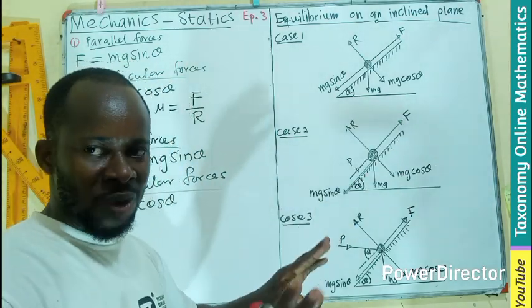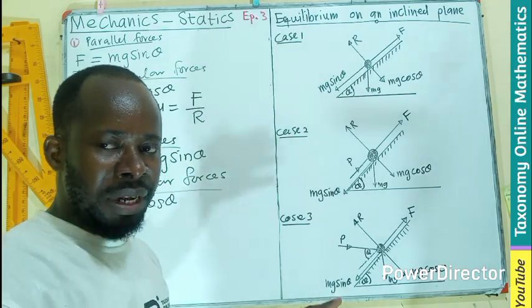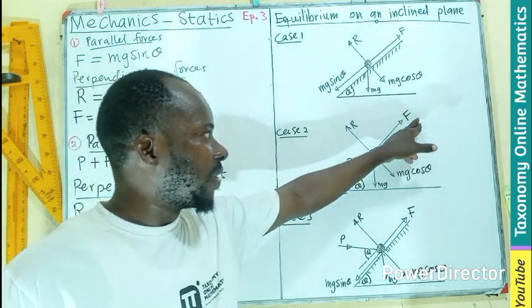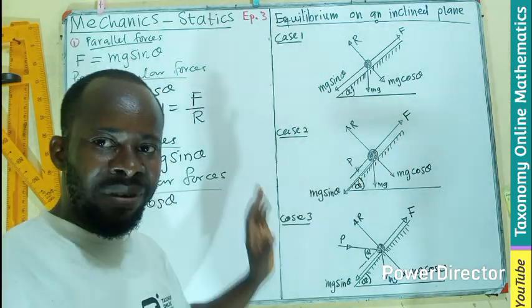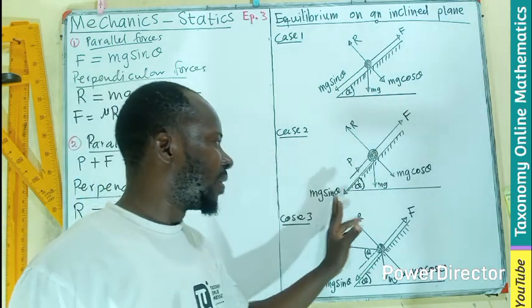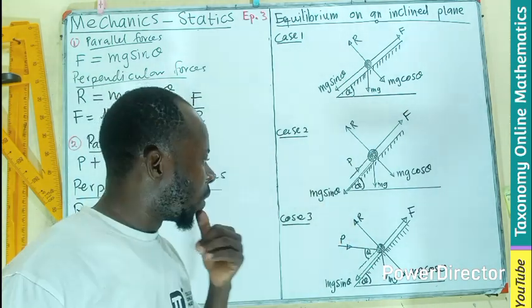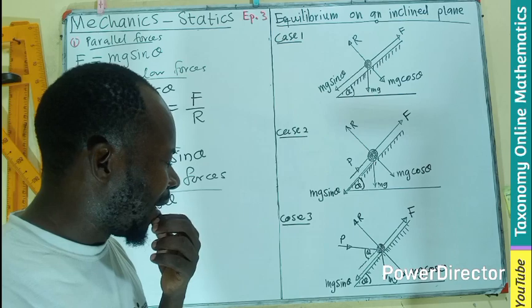If we are talking about the force on the body when there is no push, this F will be equal to this. And if there's a push, then this and this equals to this one. All right. Let's see the case 3.